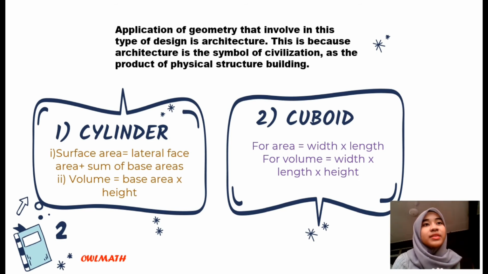To calculate the surface area of a cylinder, it is the lateral face area plus the sum of the base areas, while its volume is base area times height. To calculate the area of a cuboid, it is width times length, and its volume is width times length times height.